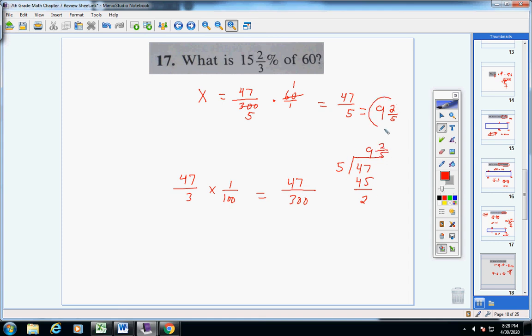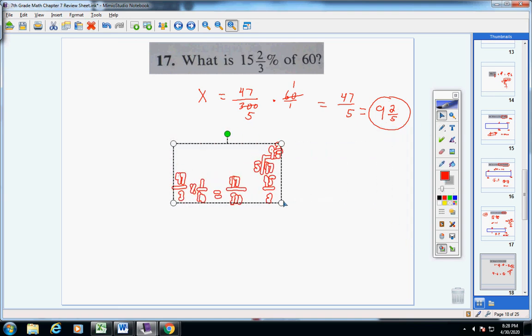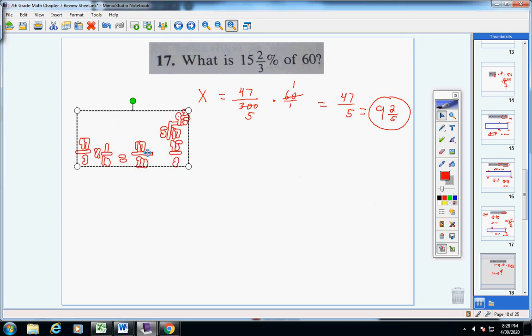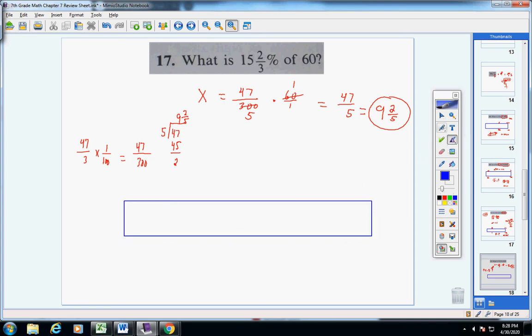And there we go. Now, guys, look. If you want to shrink that down a little bit, make it smaller, and put it up here. If you want to use the rectangle method, I have no problem with that at all. Okay? There's the rectangle method. Your of number is always your 100%. Okay? We have 15 and 2/3%. That's about right here.